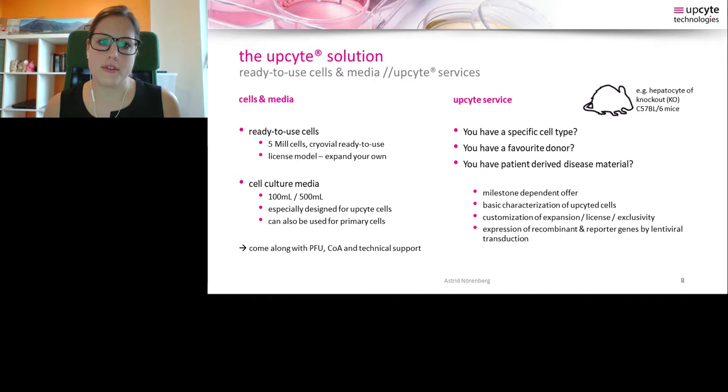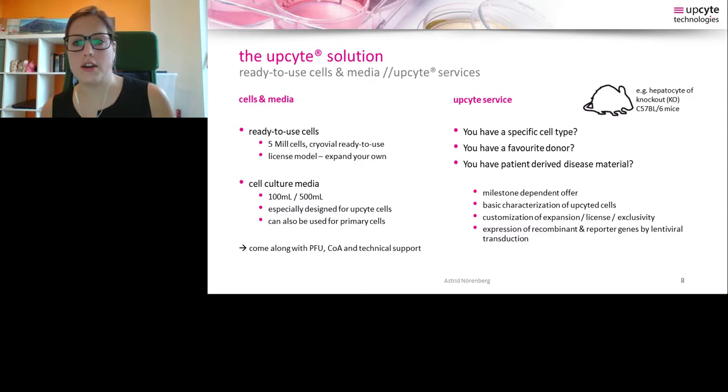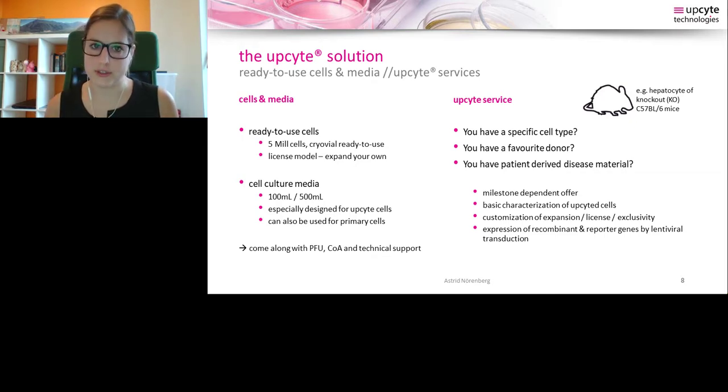For the upcyte service, that comes in handy when you, for example, have a specific cell type or you have a favorite donor. Usually the pharma companies have a favorite donor when it comes to hepatocytes, or when you have patient-derived disease material. That's a flexible, milestone-dependent offer.